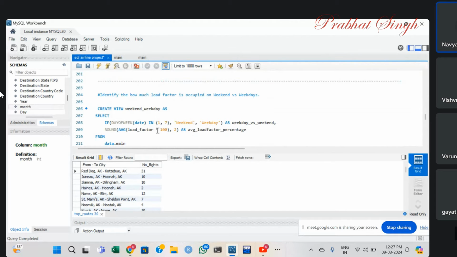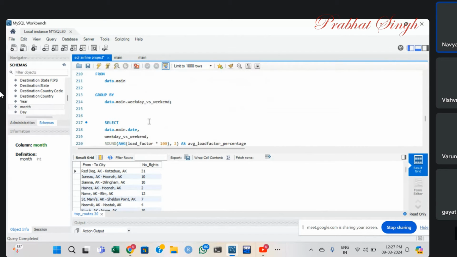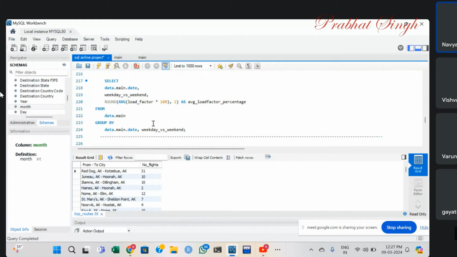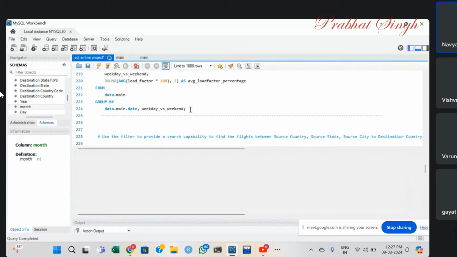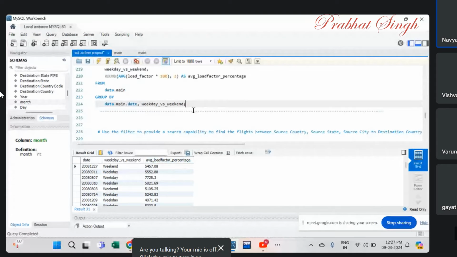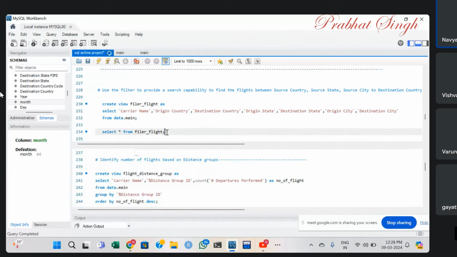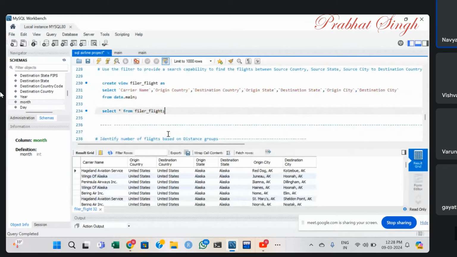The next one is to identify how much load factor is occupied on weekdays versus weekends. Here we can see the weekend and weekday load factor percentage. Next is to use a filter to provide search capability to find flights between source countries, source cities, and destination countries. We got this query output.